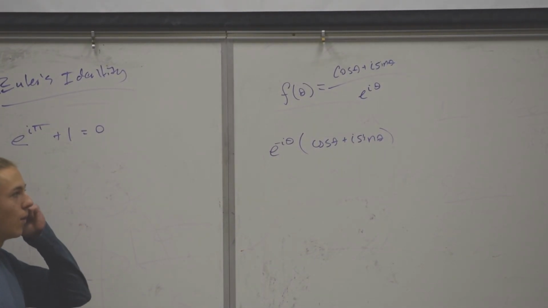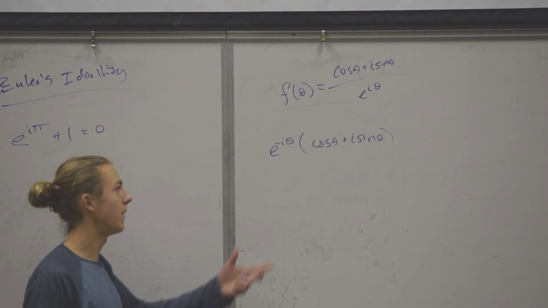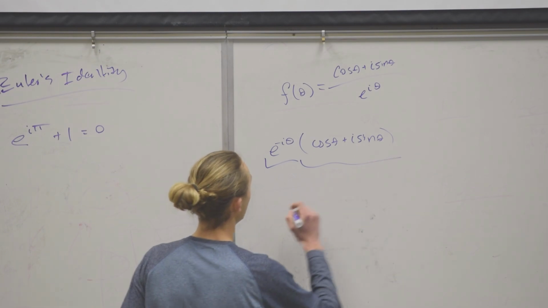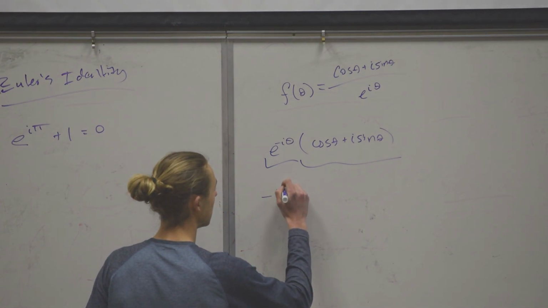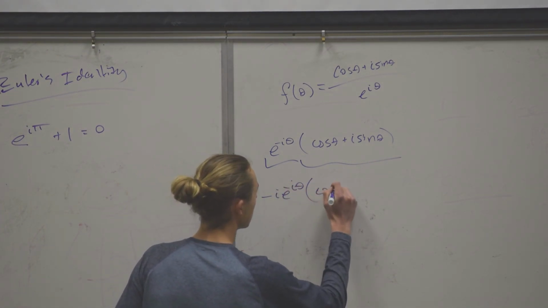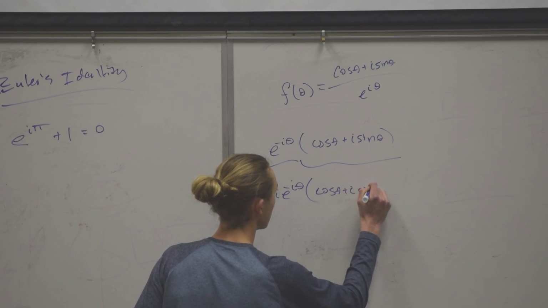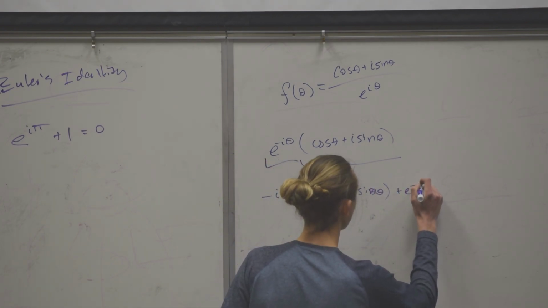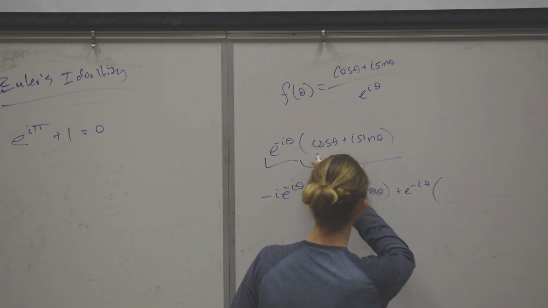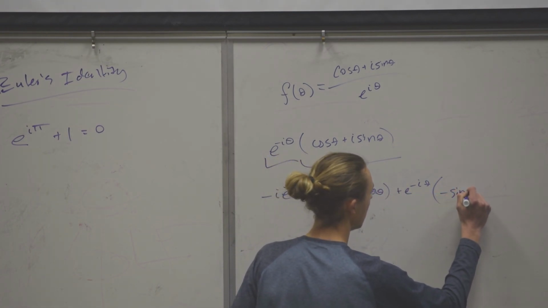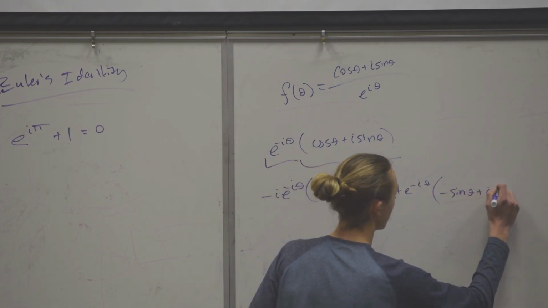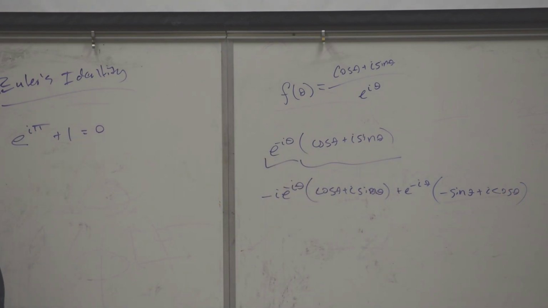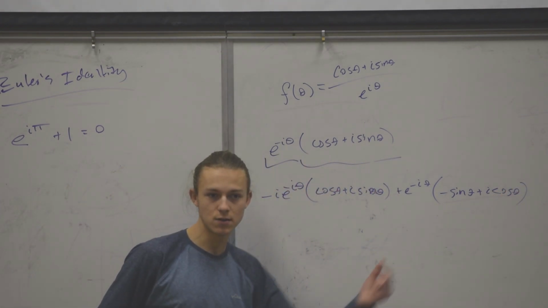And, okay, so I want to look at some of the properties of this function. So if I actually differentiate this function, I get, by using the power rule, I'll get this. And then I have my other term plus e to the negative i theta times the derivative of this, which is negative sine theta plus i cosine theta. Do you guys see how I got there? I just used the power rule and differentiated this to get this, right?